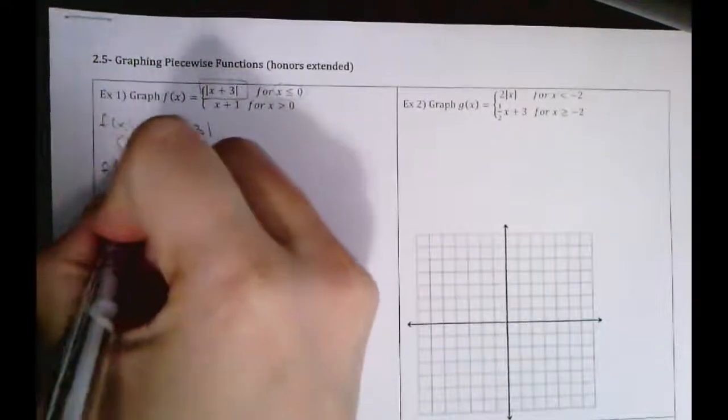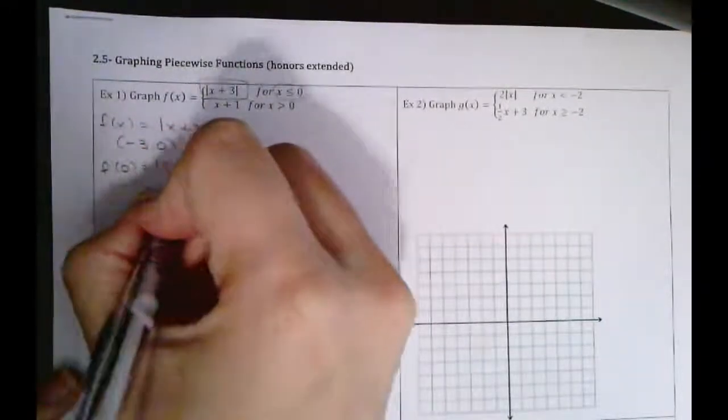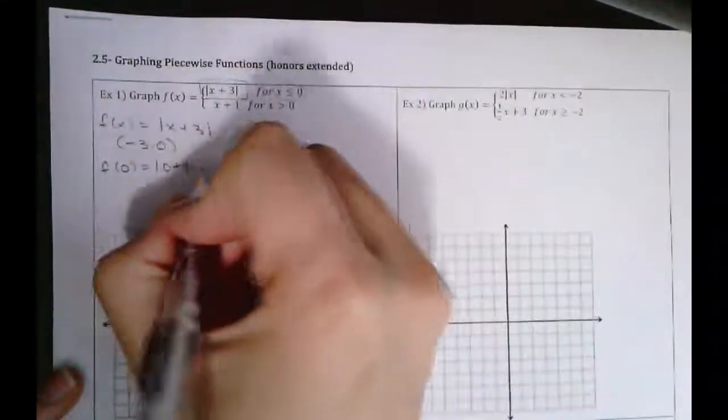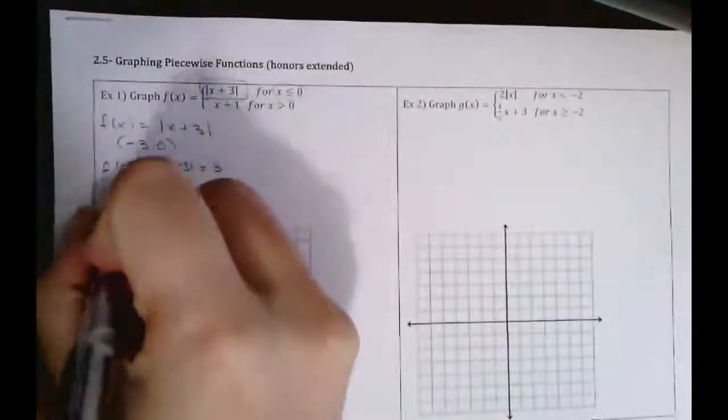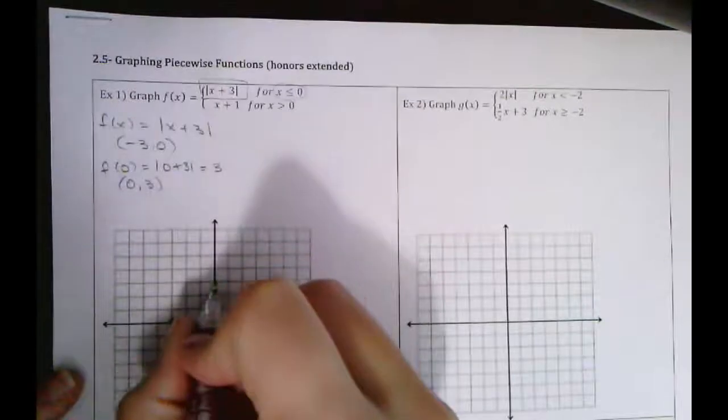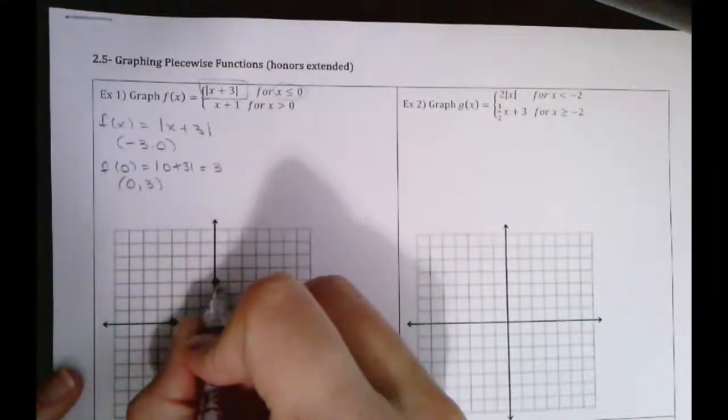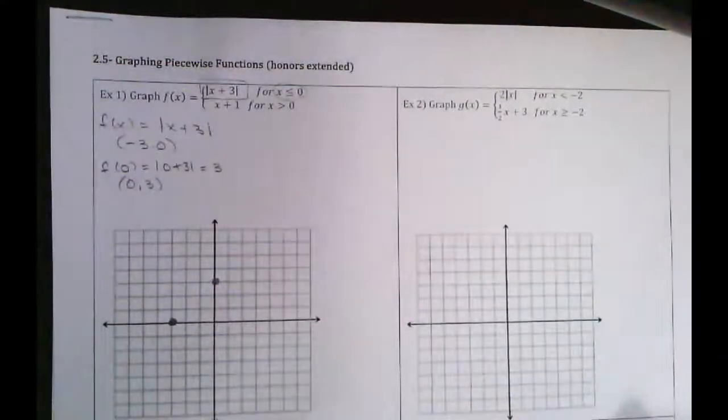Then we're going to graph this point, so what we get when x is 0. If you plug in 0, you get the absolute value of 3, which is 3. So 0, 3 is this point right here. And this is going to be a closed point because it says x is less than or equal to.